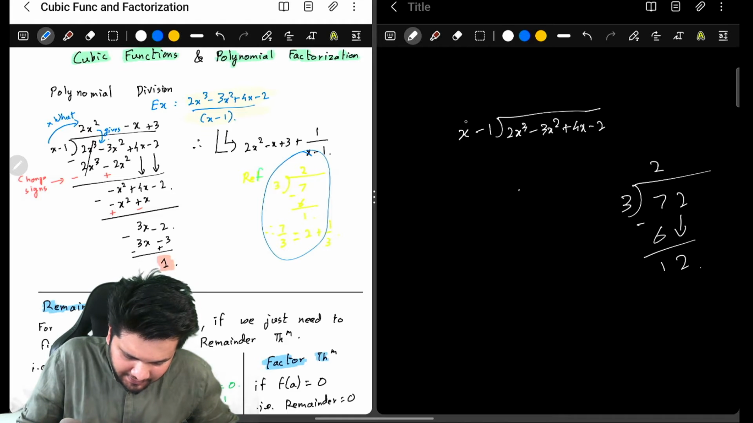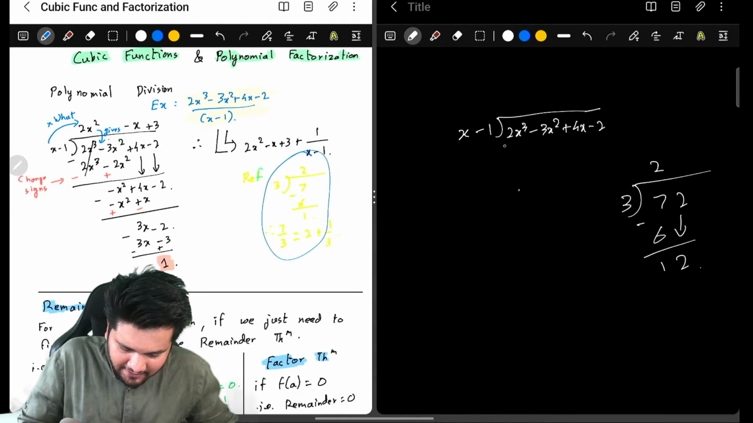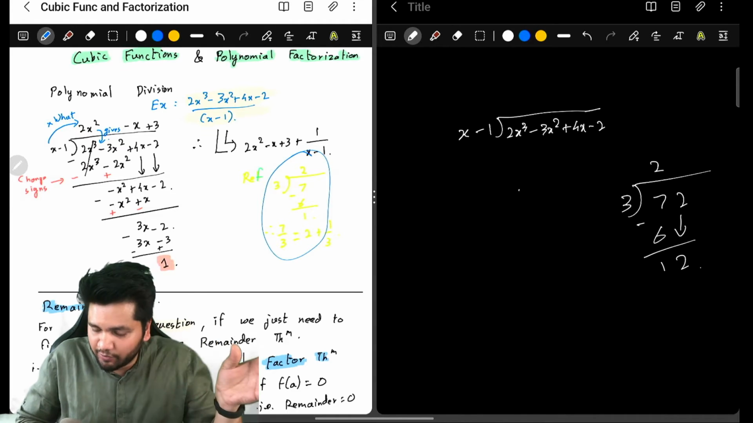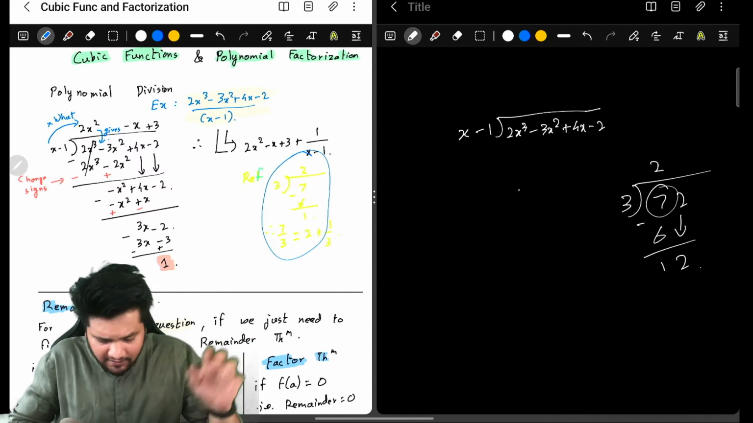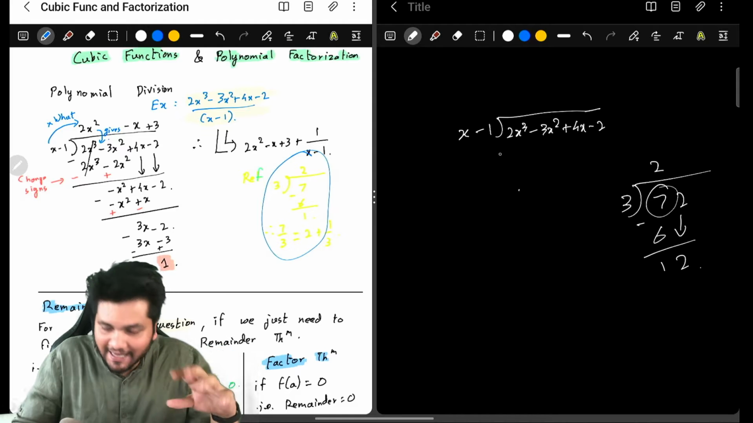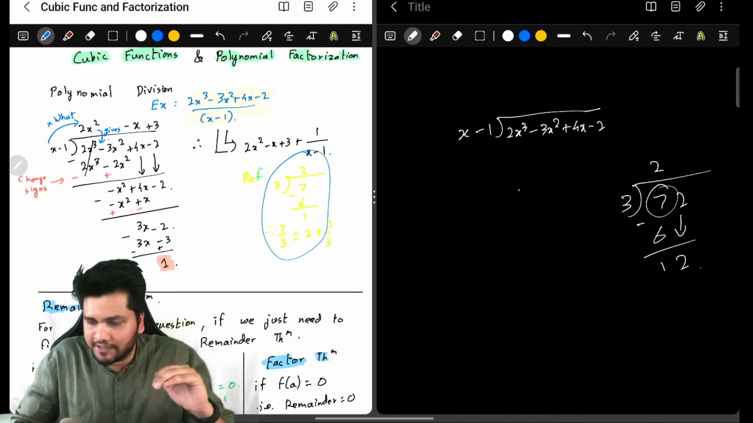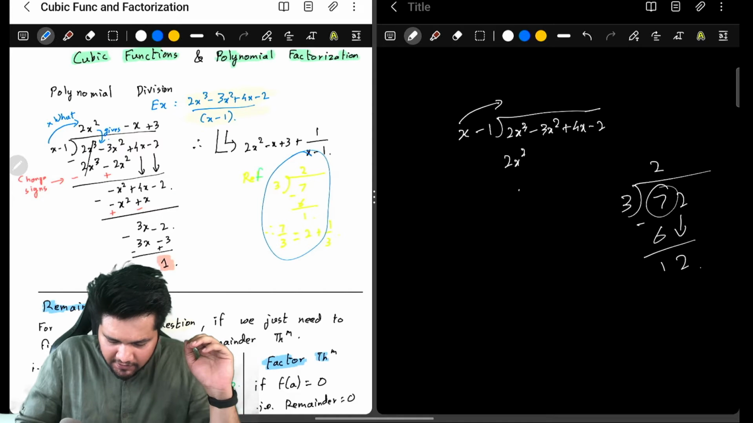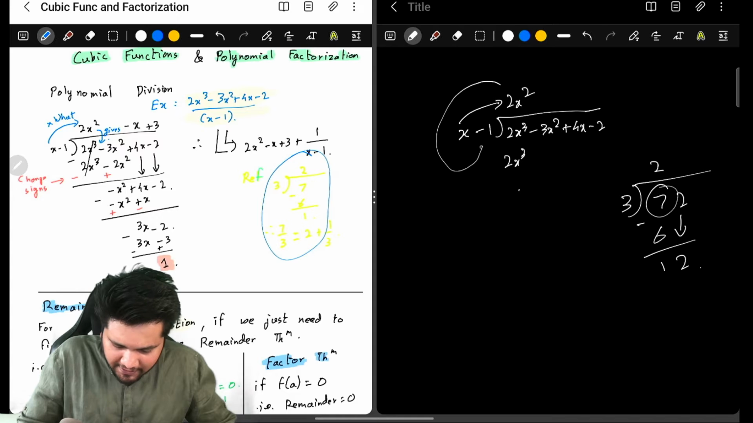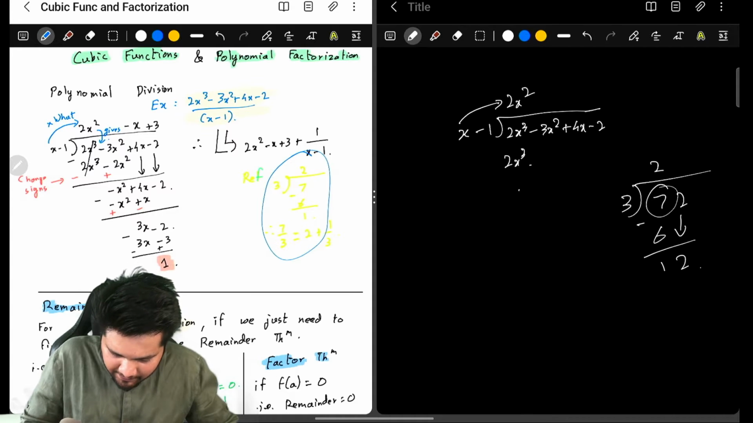Now here we are going to consider x and here 2x cube. So this is the highest degree of the polynomial. Here, as you can see, the tens place was the highest degree of the number. So here 2x cube is the highest degree, and we're going to reduce that. So x into what will give me 2x cube? It's going to be 2x square. But this 2x square will also get multiplied with this minus 1, and so we will get minus 2x square. And then we will subtract.